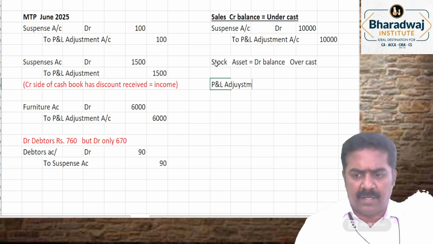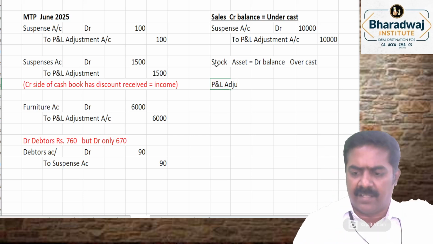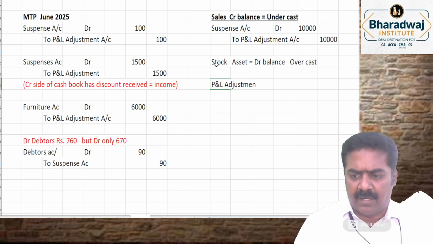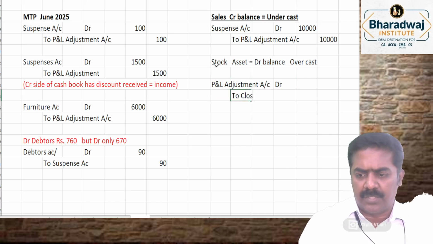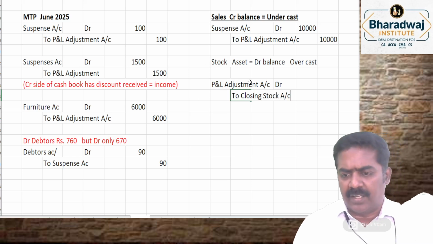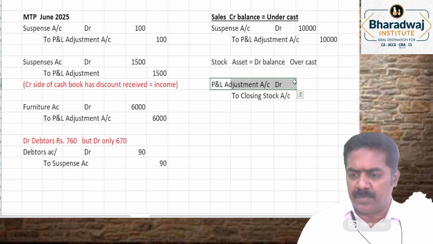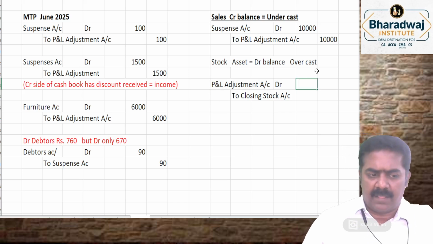P&L adjustment account debit. It shows it is there in the P&L trading account credit side இல்லையா? So P&L adjustment account debit to which account? Closing stock. Why not suspense account? நீங்க suspense account வராது. Trading accountல excess credit பண்ணிருப்போம். We remove that by debiting P&L adjustment. How much? 10.